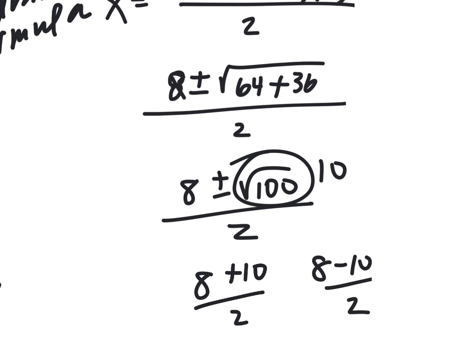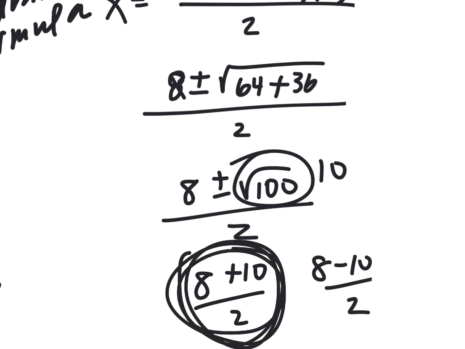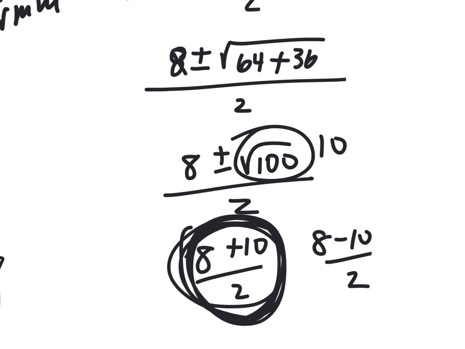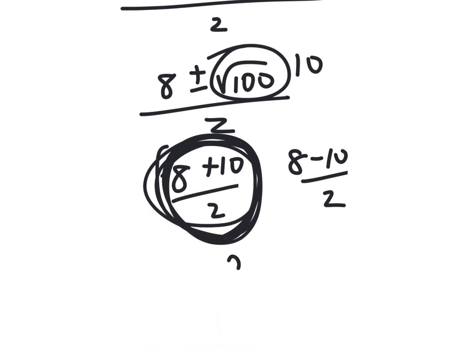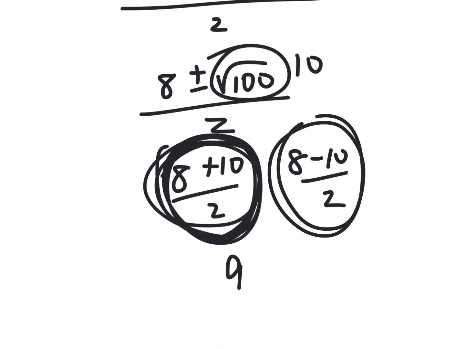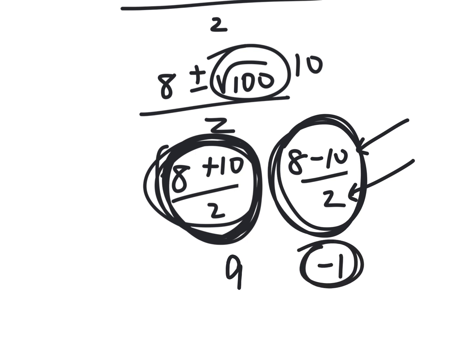And I think you can all do this. What's 18 divided by 2? 9. And what's -2 divided by 2? -1. Those are your 2 solutions from the quadratic formula. How many of you would have got that right?